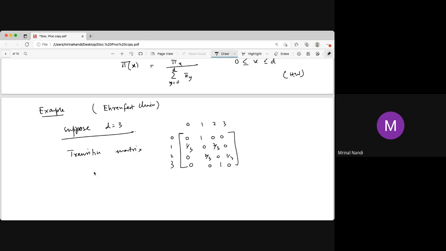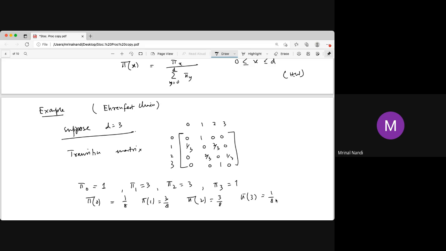So this is an example, and you just calculate all these pi values. Pi 0 is 1, pi 1 is 3, and it is easy to calculate. And pi 3 is just 1. And you can calculate the stationary distribution: pi 0 is 1 by 8, pi 1 is 3 by 8, and this is just 1 by 8.